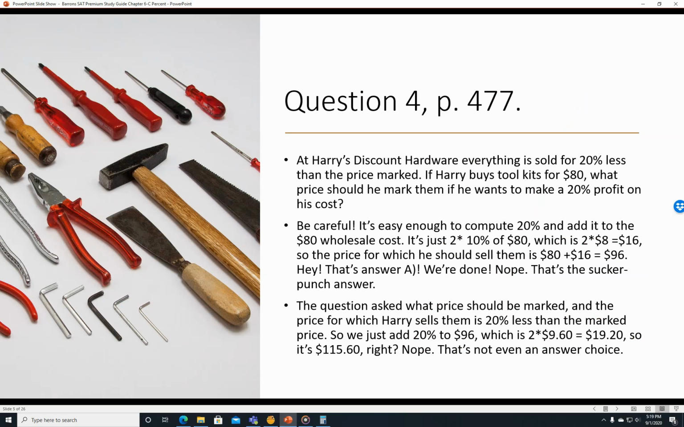Question 4, page 477. At Harry's Discount Hardware, everything is sold for 20% less than the price marked. If Harry buys toolkits for $80, what price should he mark them if he wants to make a 20% profit on his cost? Be careful.